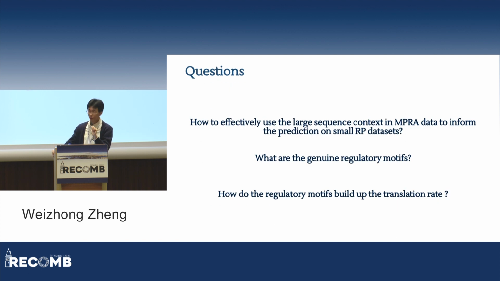So from here, we formulate our questions. First, we want to know how we can effectively integrate the large sequence context brought by those massively parallel reporter assays and use it to inform the prediction in the smaller but noisy ribosome profiling data. Then we want to know how we can extract more meaningful, or genuine, regulatory motifs by making this meaningful prediction. And finally, once you have detected these motifs, how can you use them to finally come up with the translation rates?